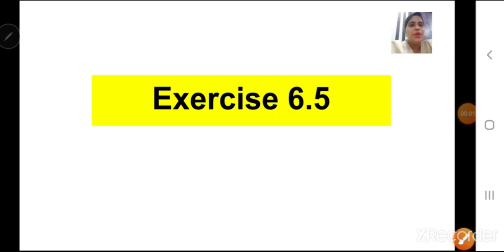Children, now take out your textbook and your notebook. We are going to start with exercise 6.5 and solve a few sums related to the long division method. In exercise 6.5, basically all the questions are related to multiplication tables. So first of all you have to learn all the multiplication tables. It is very, very important, otherwise you will not be able to do multiplication or division. Got it?